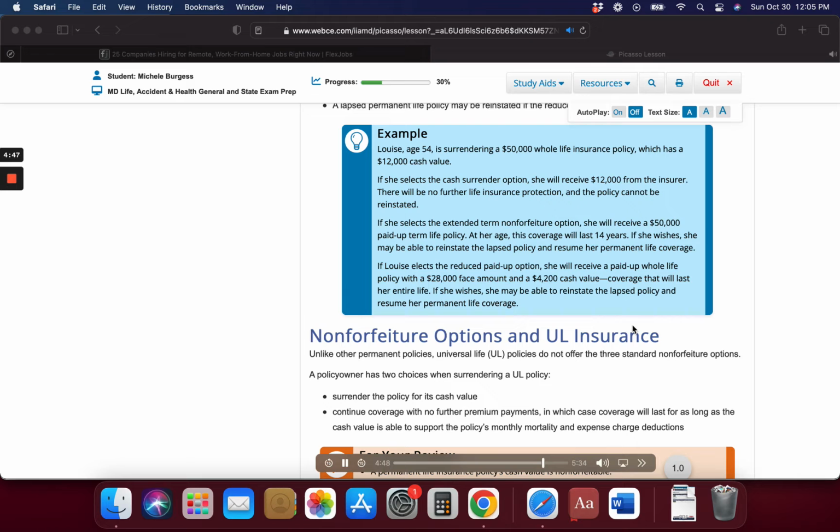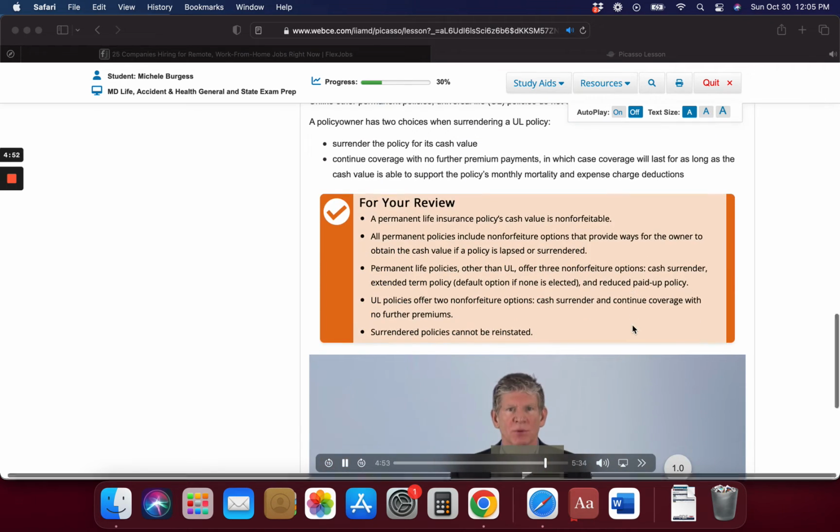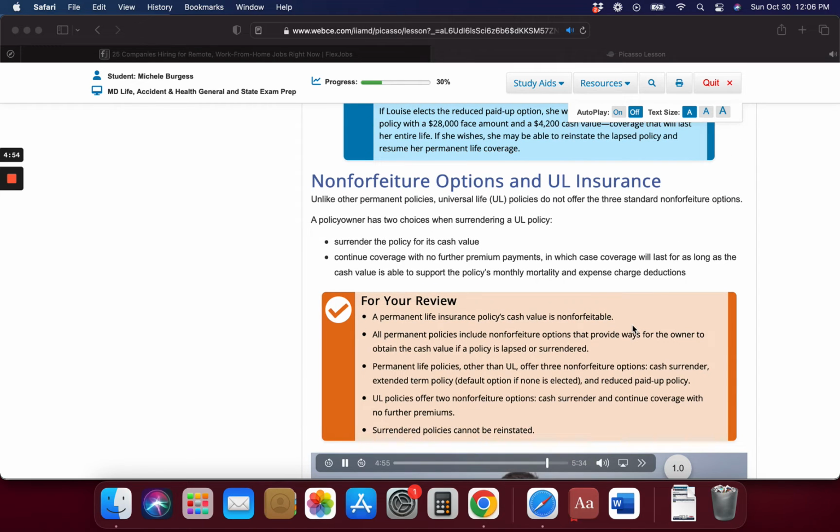For your review, a permanent life insurance policy's cash value is non-forfeitable. All permanent policies include non-forfeiture options that provide ways for the owner to obtain the cash value if a policy is lapsed or surrendered. Permanent life policies, other than UL, offer 3 non-forfeiture options: cash surrender, extended term policy, default option if none is elected, and reduced paid-up policy. UL policies offer 2 non-forfeiture options: cash surrender and continue coverage with no further premiums. Surrendered policies cannot be reinstated.